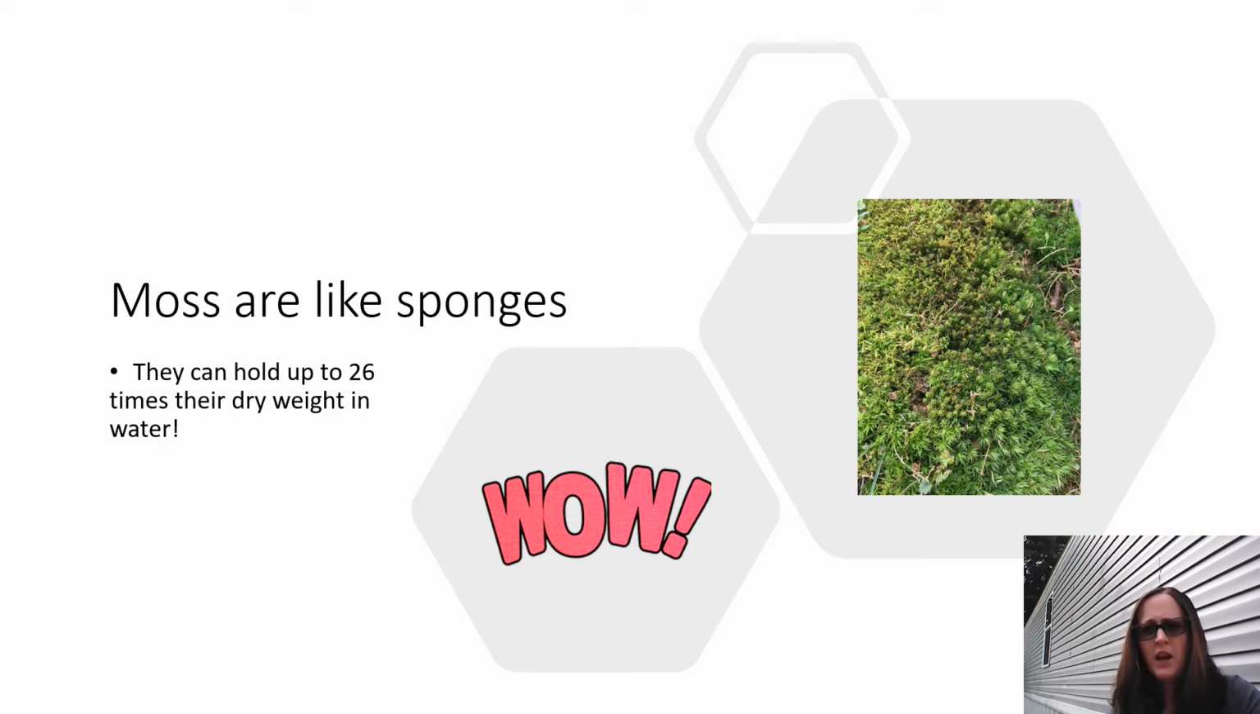Moss have adapted and can grow in some environments that are inhospitable to other plants. They can survive in wet, shady areas and require just enough sunlight for photosynthesis, but some are also drought tolerant because they can hold up to 26 times their dry weight in water.